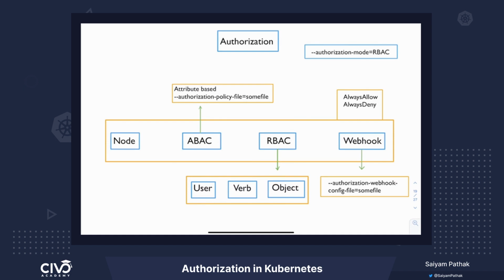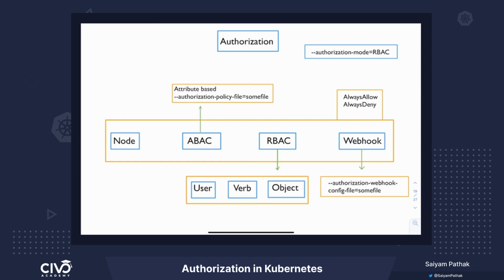And the next one is the webhook. A webhook is an external service that is called by the API server, and then it decides whether the request is allowed or not. It's a simple HTTP callback that happens whenever something happens. And here also you have to provide the authorization webhook config file.